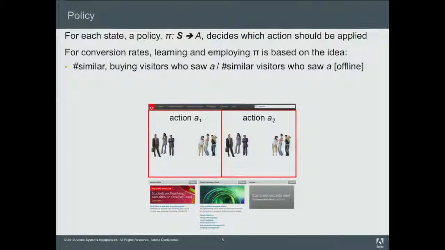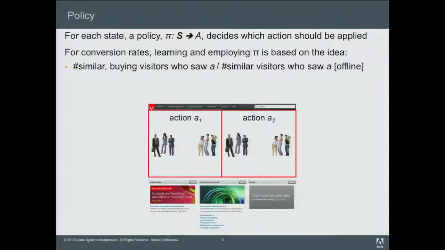So what we are looking for here is a policy. A policy is basically a mapping from our state space to our action space. And we are looking for a policy that is optimizing, of course, our marketing goal. And that means that for each state we have, our policy selects the right action or the most promising action in that case. So in the following example, I'm just considering the marketing goal of optimizing the conversion rates of visitors. That means we want to convert a visitor to a buying customer.